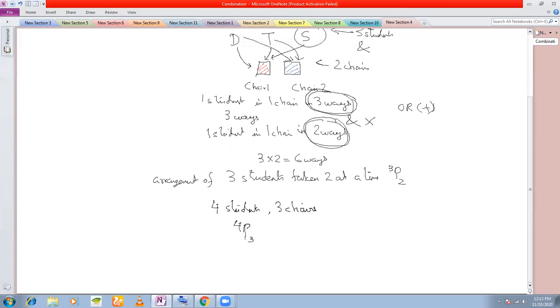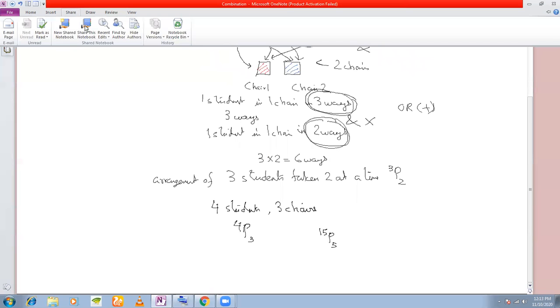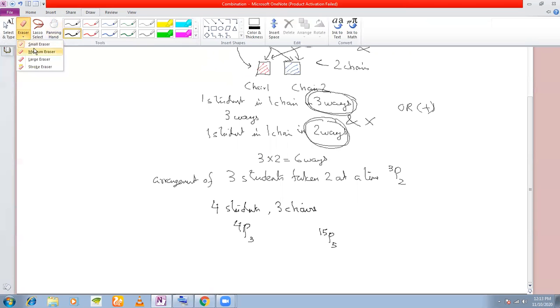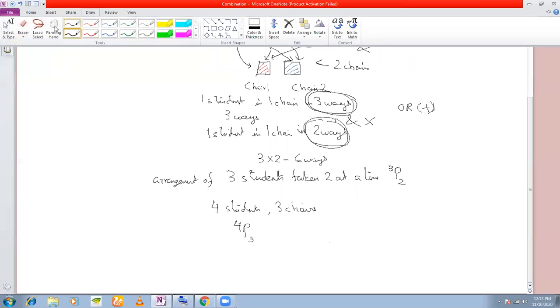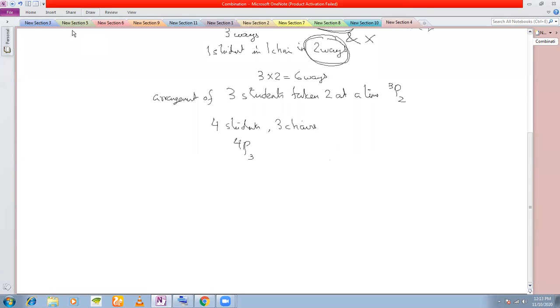Next we come to what is the value of 4p3. Suppose I take 15p5, then how will you calculate this value? 15 things taken 5 at a time. See, the formula to calculate nPr, permutation of n things taken r at a time, is factorial n by factorial n minus r. I'm coming to the factorial notation after this.